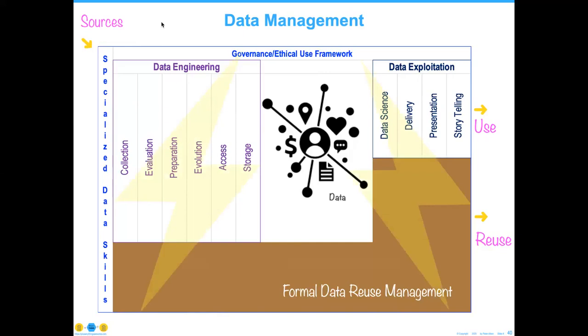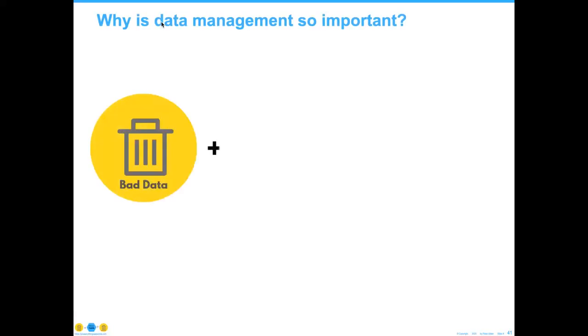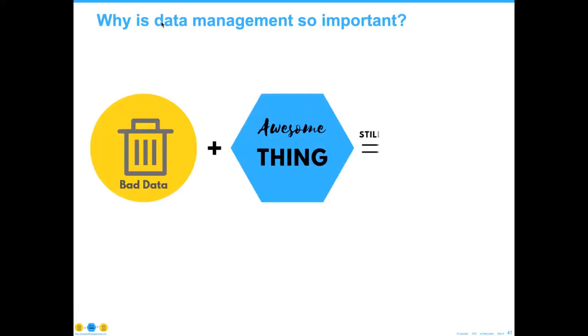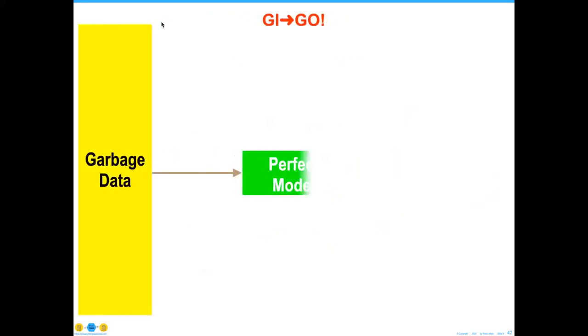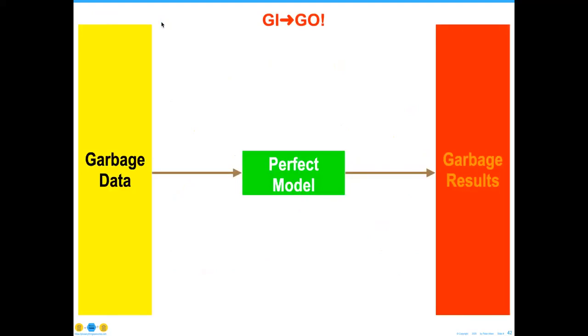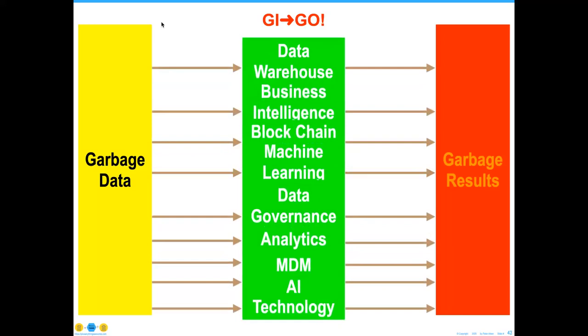And when I say they're important assets, the importance of data can be described thusly. Bad data plus anything awesome is still bad results. Or more succinctly, garbage in and then garbage out. Yes, if you have garbage data, it almost doesn't matter whether the model is perfect or imperfect, because you're still going to get garbage results based on the garbage input. And that is also true if you change that perfect model to a data warehouse, to a machine learning algorithm, to any form of business intelligence, blockchain, artificial intelligence, master data management, data governance, analytics, technology of any capability. If it uses garbage input, it will achieve garbage output.